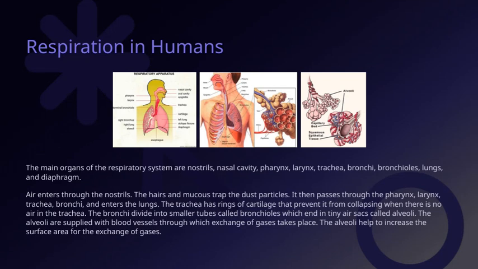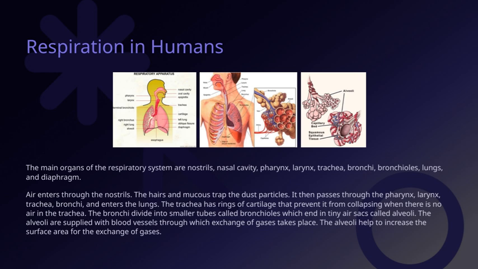Air enters our body through the nostrils, and here is where the process begins. The hairs and mucus lining in the nasal cavity act as filters, trapping dust particles and other small particles from the air we breathe in. From there, the air moves through the pharynx, then passes through the larynx, and continues down the trachea. The trachea is interesting because it has rings of cartilage that keep it open and prevent it from collapsing, especially when there's no air passing through.